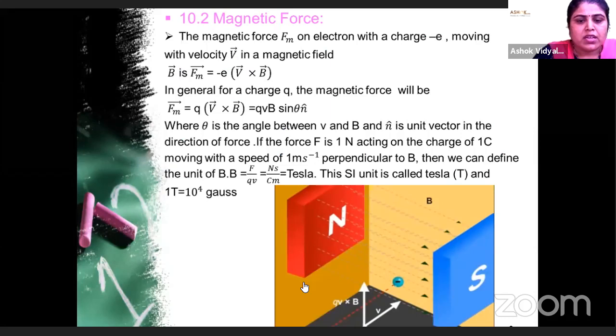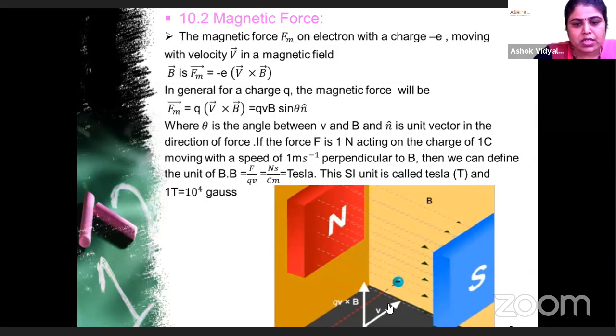Now next, that is the magnetic force. What is this magnetic force? It means when a charged particle is in a magnetic field, there is a force which acts on it. First, we are going to see the concept for an electron. The magnetic force, indicated by Fm, on an electron with charge minus e moving with a velocity v in a magnetic field.